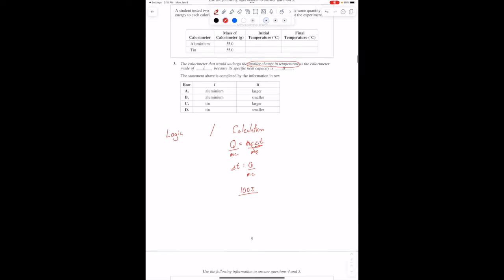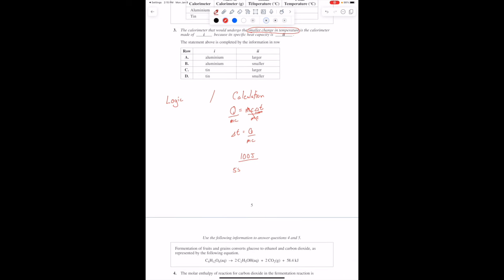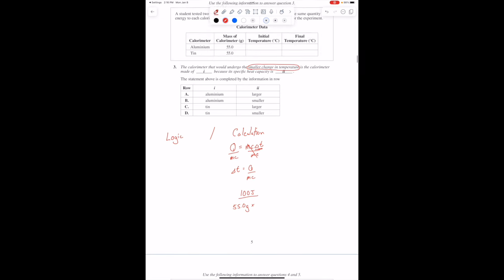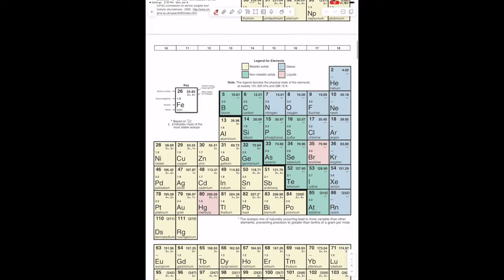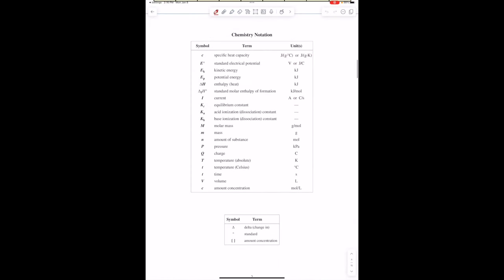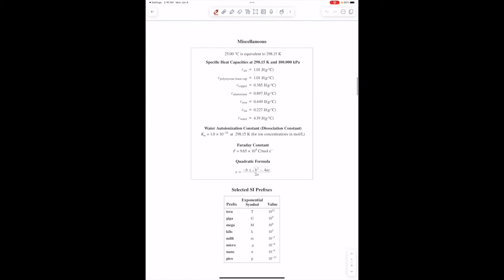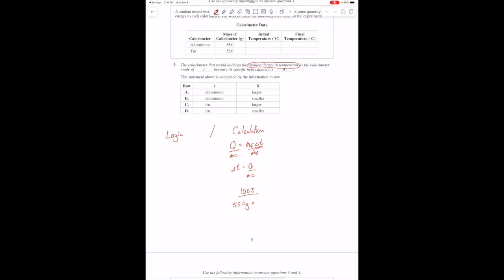times the mass. Did they give me a mass? They did, 55.0 grams. And then times the specific heat capacity. So we got to know the specific heat capacity. Page 3 in the data book, they give us some specific heat capacities right there. So there's aluminum. And what's the other one? Tin. All right, so 0.897, 0.227. Let me just write that down: 0.897, and this is 0.227 joules per gram degree Celsius.